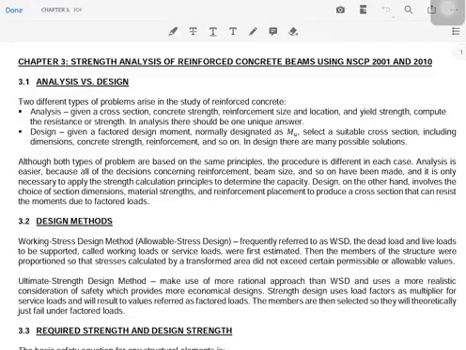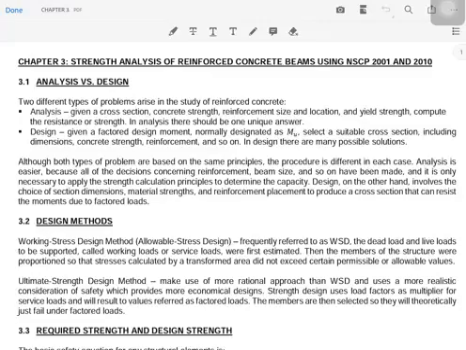So now let us discuss the topic for chapter 3, which is the strength analysis of reinforced concrete beams using NSCP 2001 and NSCP 2010. We need to discuss the two codes since there are some variations on the constants and the factors that we need to use in our analysis. Later you will know some of the differences from the two codes.